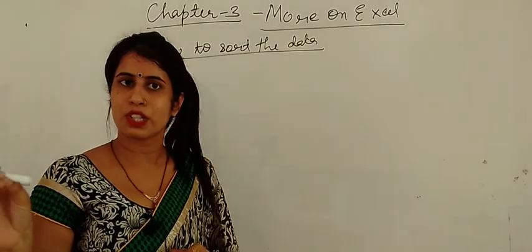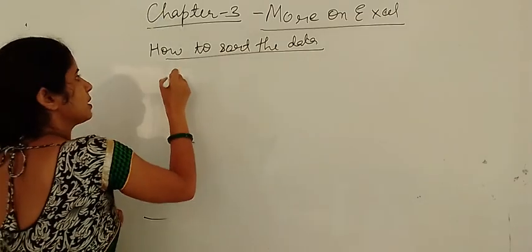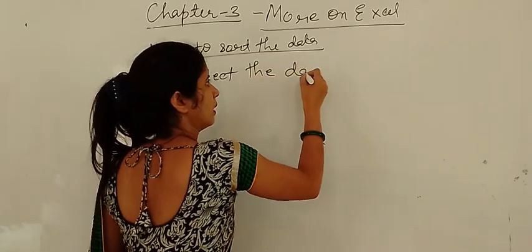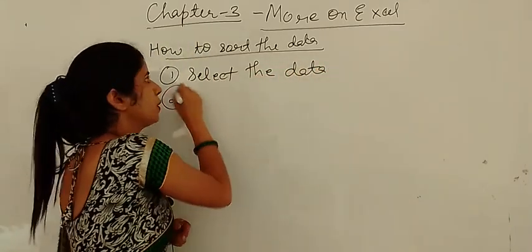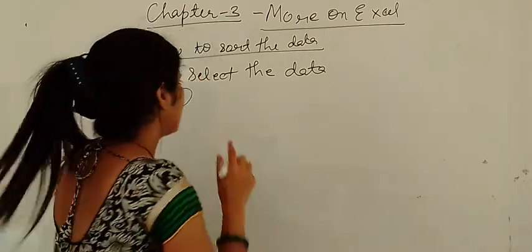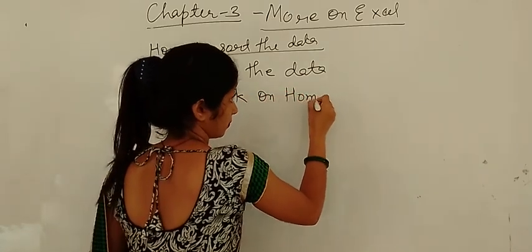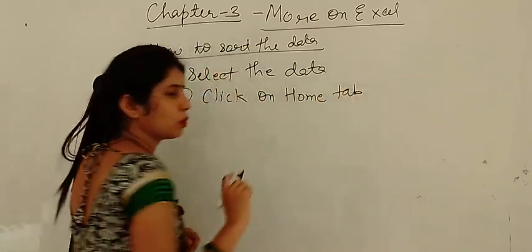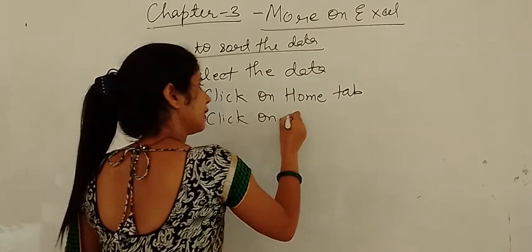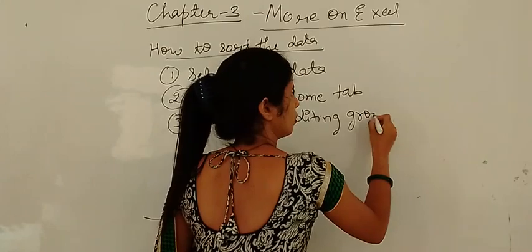I will note down all these steps and then apply all of them on the computer. So first is select the data, the data on which I want to apply the sorting. Then I will click on the Home tab. The second step is click on the Home tab. The third step is click on the Editing group.